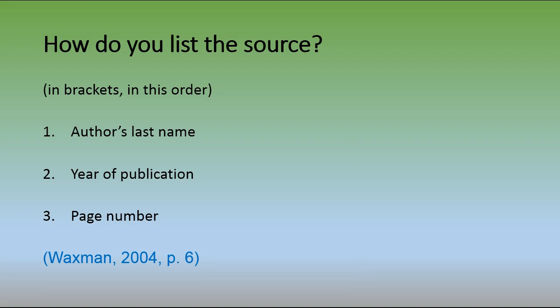What goes into the in-text citation? Three basic elements. We have the author's last name, we have the year of publication, and we have the page number. In this example here, we have Waxman, 2004, page 6.